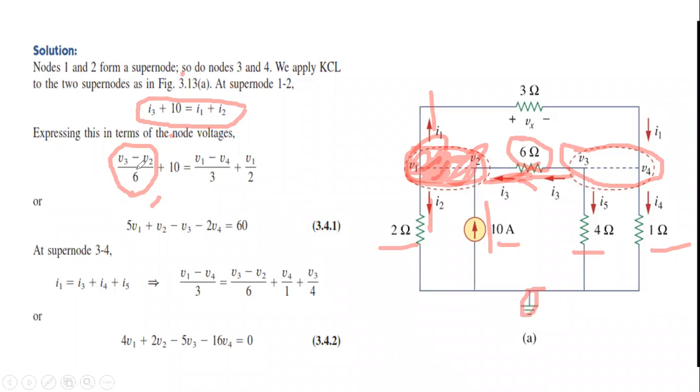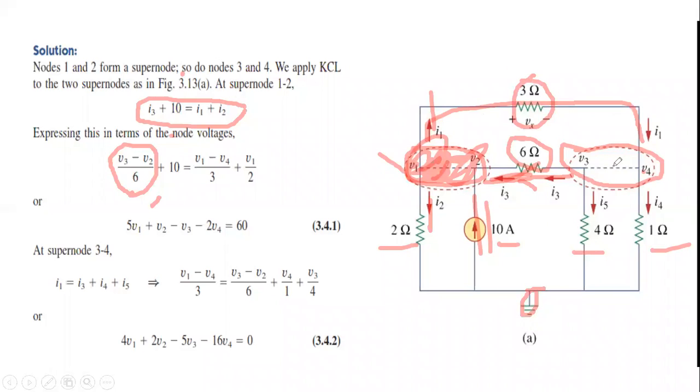That is the current I3 flowing from higher potential to lower potential, plus 10. This is a current source, so the 10 ampere current can be added; it is there already. Then I1. Now I1 is flowing in this 3 ohm resistor, and the 3 ohm resistor is there between node 1 and node 4.